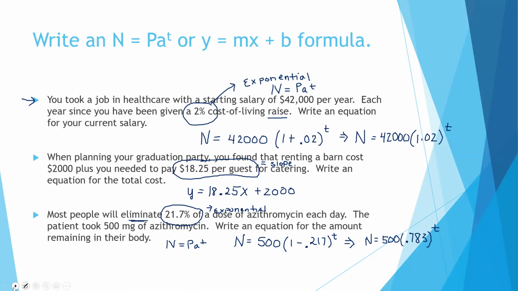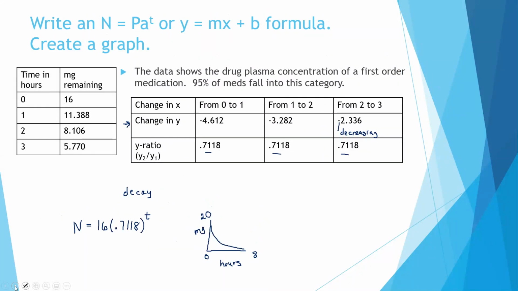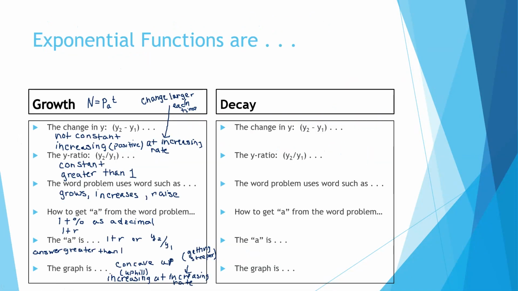Finally, when we go back and look at the graph for decay, it is still concave up, so that's the curvature, but it is decreasing because it's going downhill, and it's at a decreasing rate, meaning that it's getting flatter. So let's see if we can put all of that together.